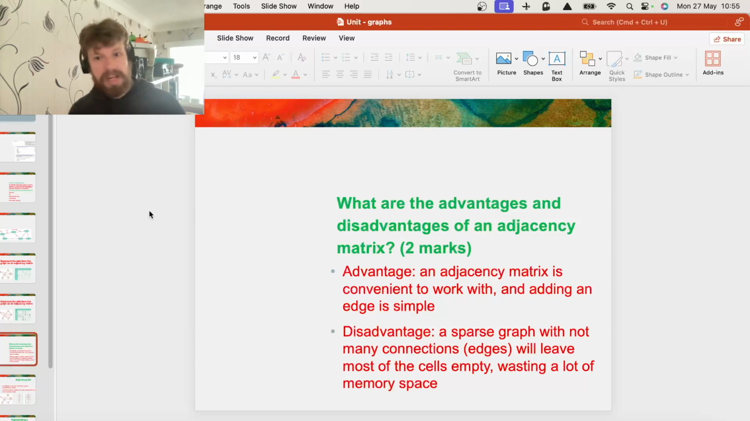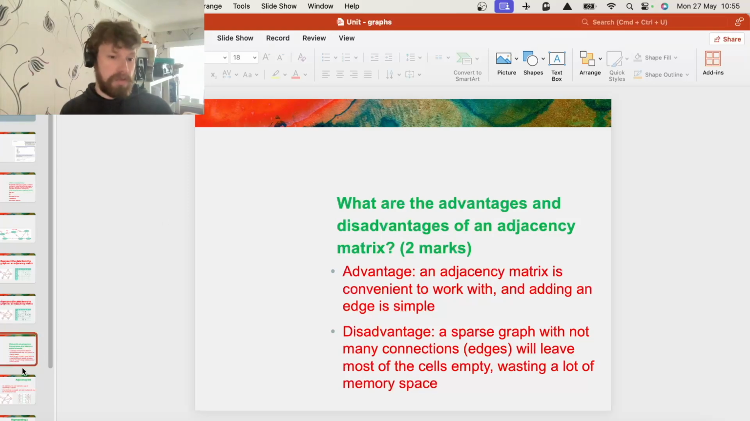What are the advantages and disadvantages of adjacency matrices? The key thing is it's convenient to work with, and adding an edge is really, really simple. The disadvantage, though, is if it's quite a sparse graph, which just means it doesn't have many connections on there, we can actually waste a lot of memory by doing that.